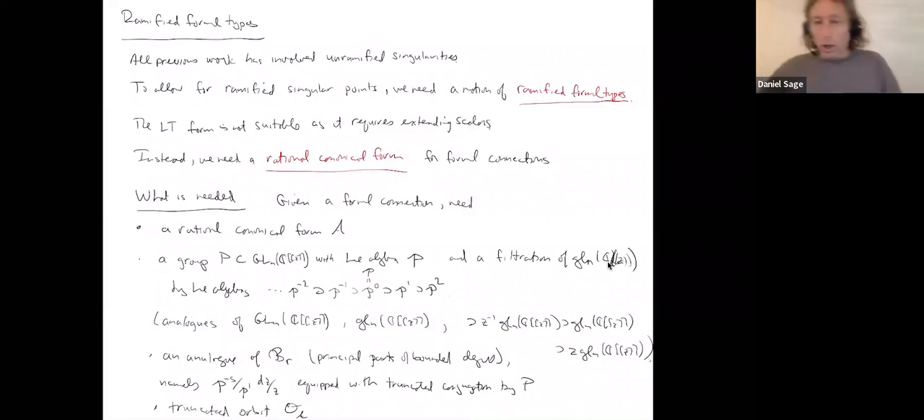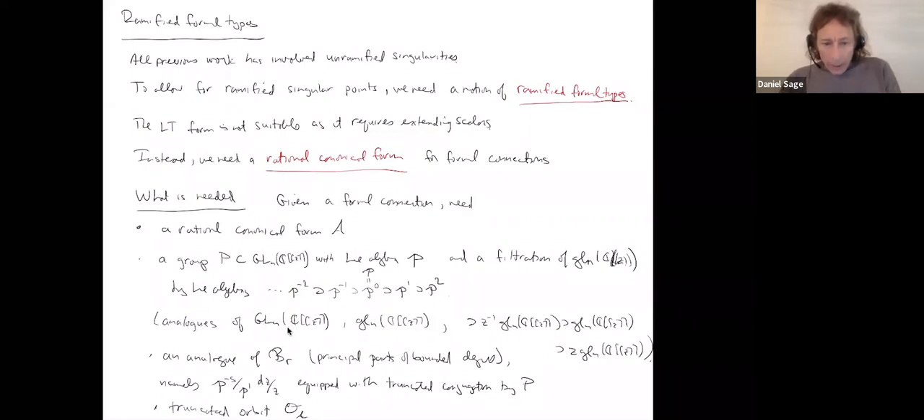GLN of the Laurent series, sorry, by Lie algebras, which are where the zeroth term of the filtration is this thing coming from the parahoric. Now, maybe I should explain, hold on. Why are you suddenly talking about filtrations? There were no filtrations earlier. Well, yes, there were. They were just so obvious that one didn't need to talk about it.